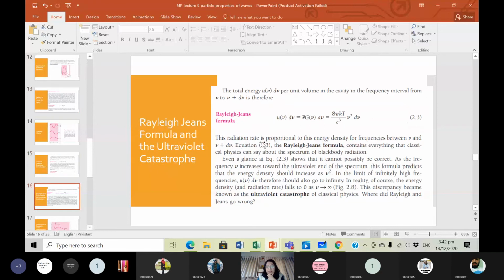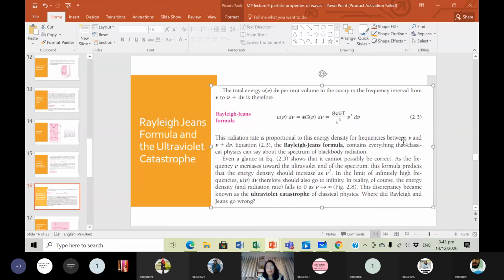So what we're saying here is that the radiation rate is proportional to this energy density for frequencies. So this is the total energy per unit volume in the cavity for this frequency interval d nu. The radiation rate of the black body will be proportional to this energy density for frequencies between nu and nu plus d nu. This equation 2.3, which we just determined, is known as the Rayleigh-Jeans formula. It contains everything that classical physics can say about the spectrum of black body radiation.